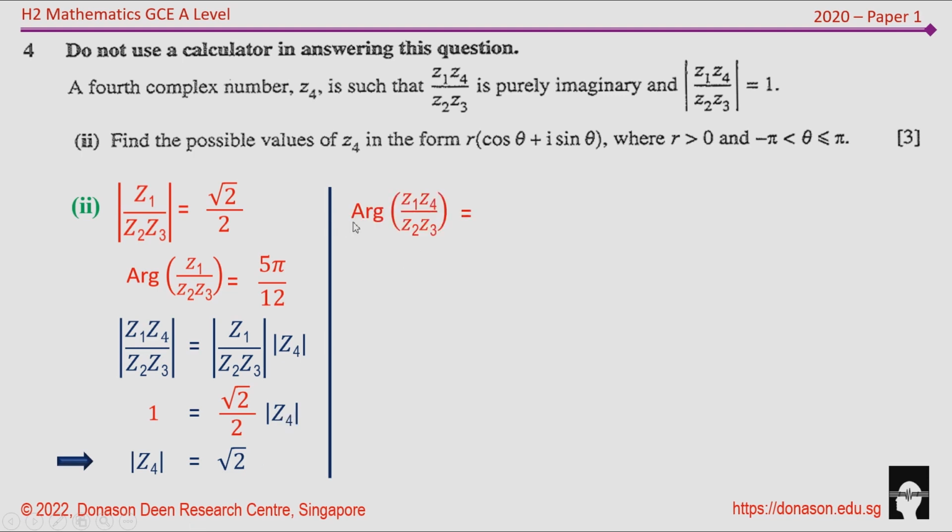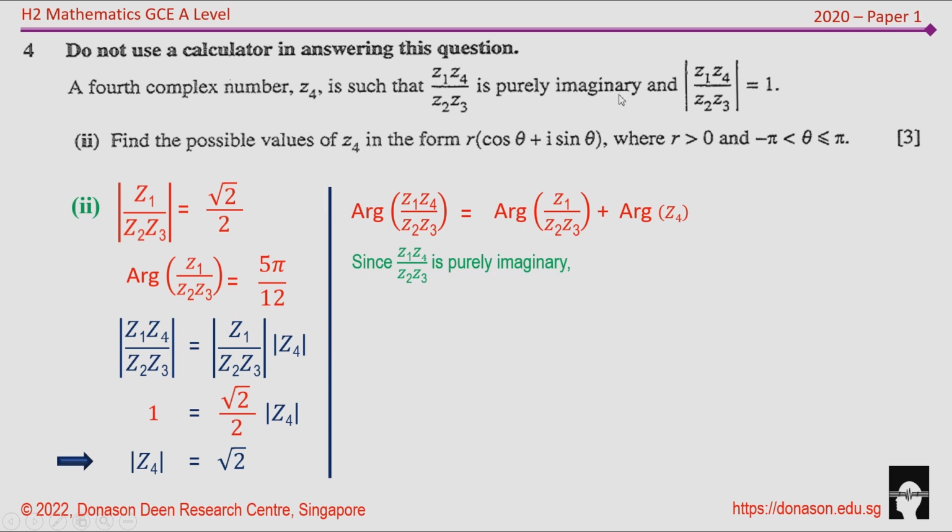Now what about the argument? Of course we can also split it up in the same way, and I can just split it up as z1 over z2 z3 together as one single complex number, and z4 as another complex number. But since it is a product, we're going to add the arguments together. So that would be plus argument of z4, and you are told that this is purely imaginary.